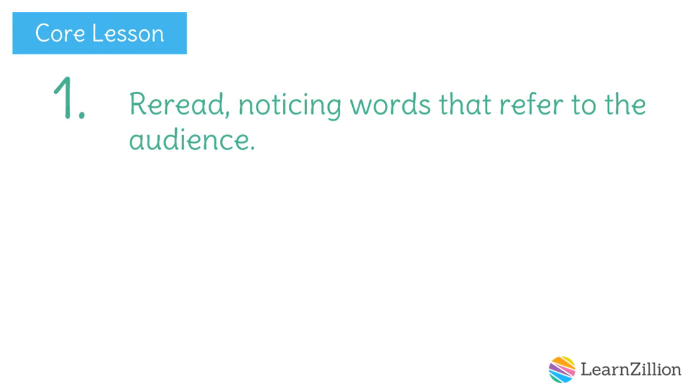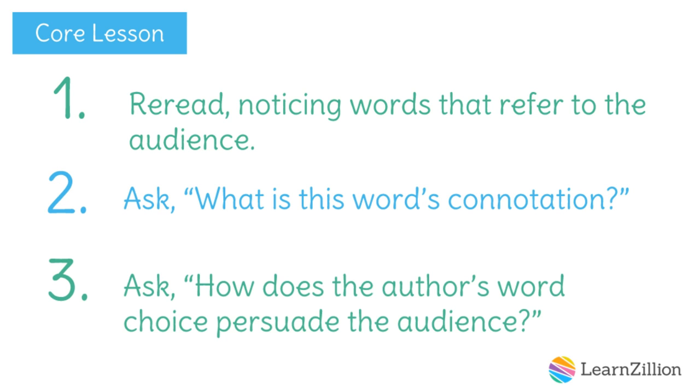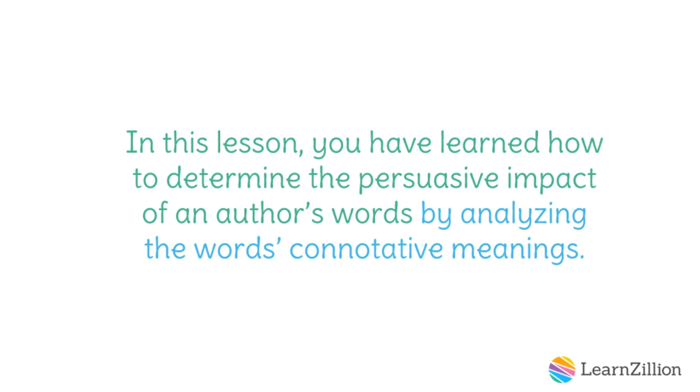The 3 steps we used today were: reread, noticing words that refer to the audience; ask, what is the word's connotation? And ask, how does the author's word choice persuade the audience? In this lesson, you have learned how to determine the persuasive impact of an author's words by analyzing the word's connotative meanings.